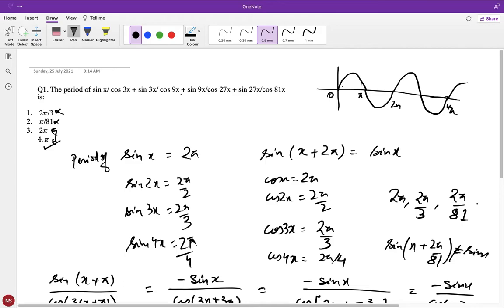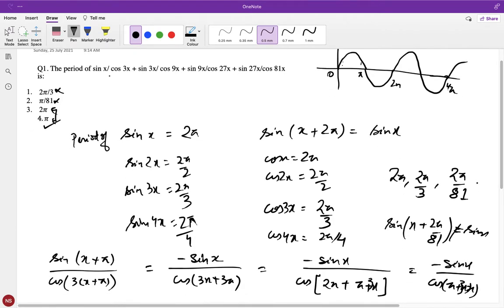If you try to do the same in the other term, this will also become minus sin 3x and this will become minus cos 9x, and the minus signs cancel. So you don't need 2 pi. This value is the same if you add pi to x for this term as well. Hence the period is pi and not 2 pi. So this was the tricky part over here.